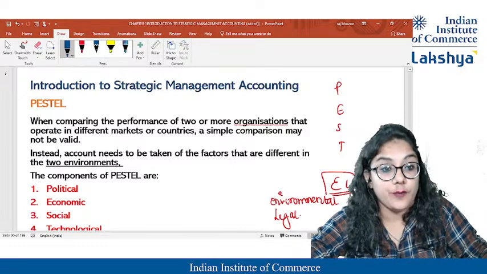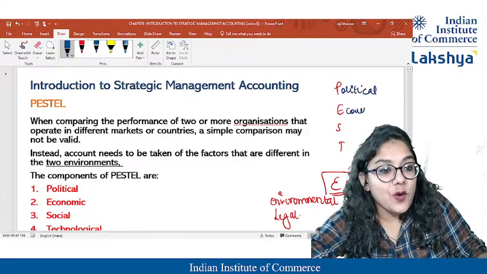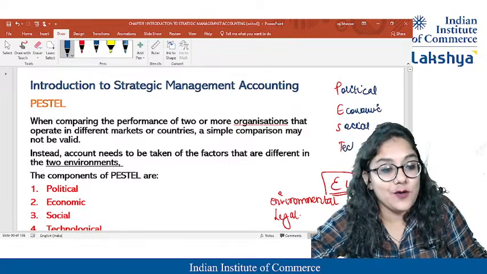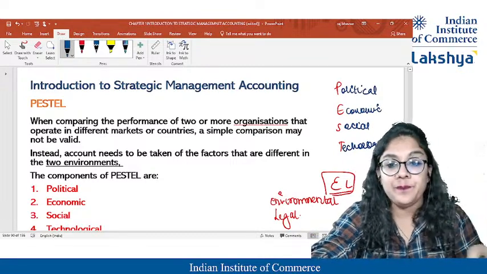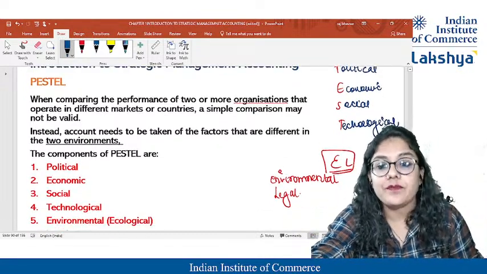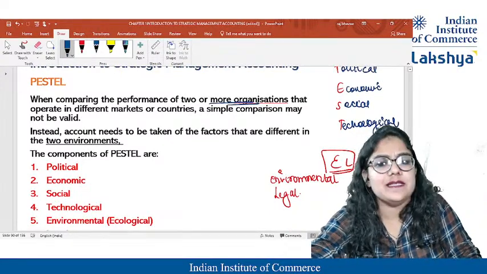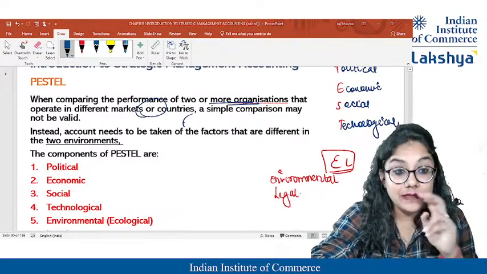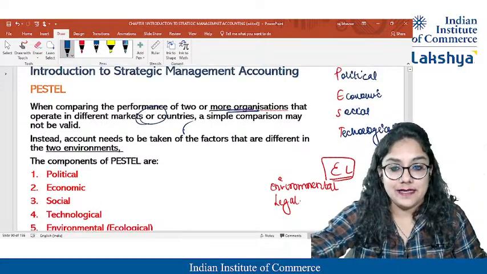We have to consider the political, then economic, social, and the technological. So let's see what it is, guys. When comparing the performances of two or more organizations which operate in different markets, a simple comparison is not valid. They have to check the two environments in the market. So what are they? It's the PESTLE analysis.